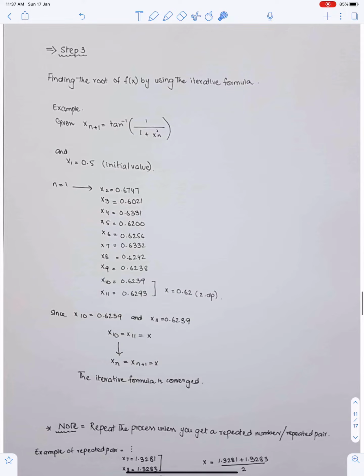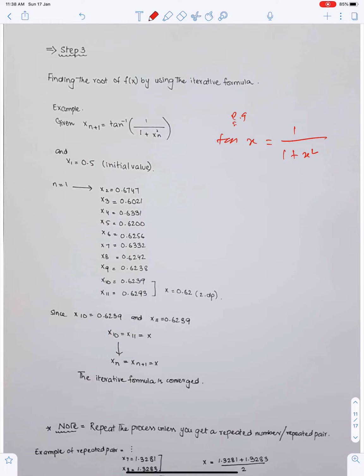Step 3. Finding the root of f of x by using the iterative formula. Normally they give the iterative formula. If they don't give the iterative formula, you can make the iterative formula yourself. How? Let's suppose they'll give you this thing, tan x equals 1 upon 1 plus x square. And now you have to form the iterative formula yourself.